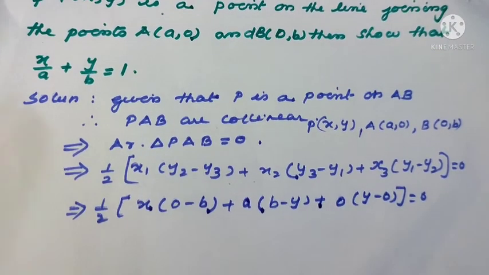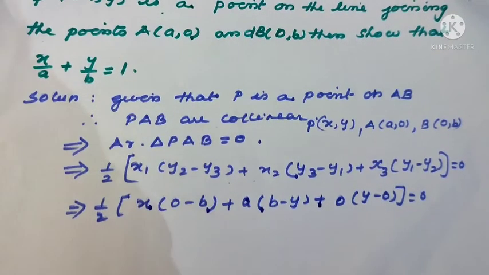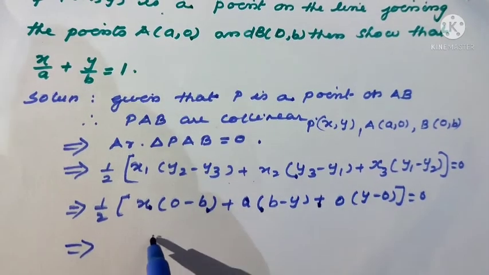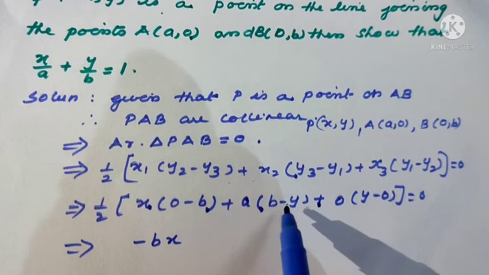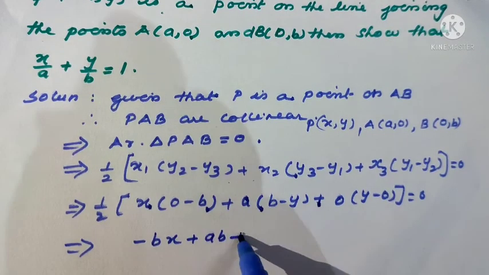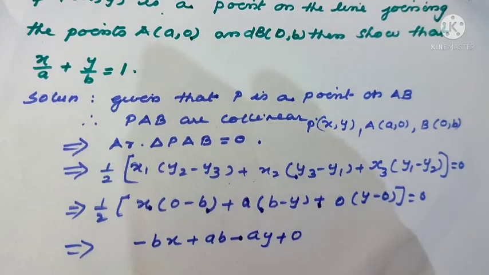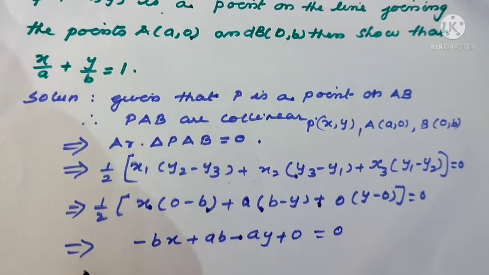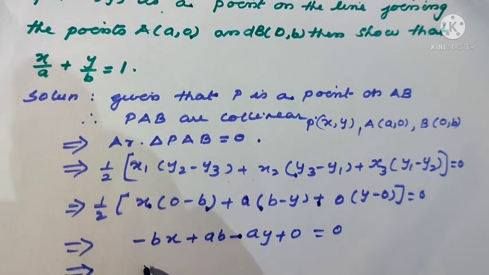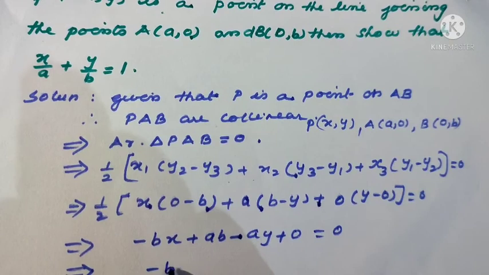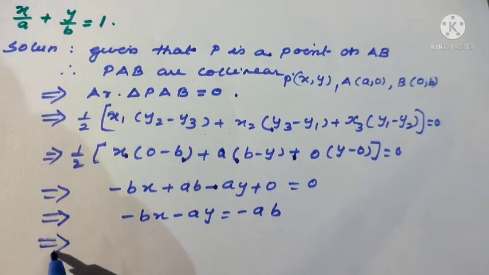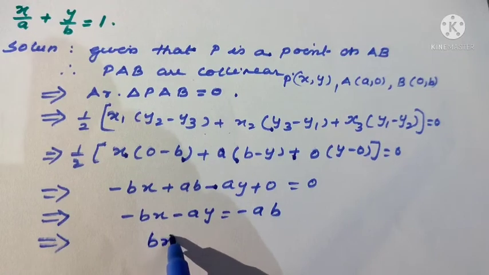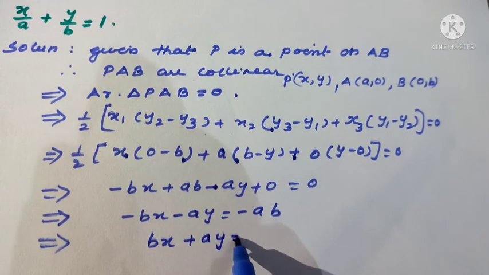So similar to the previous questions, half I have to take first there. So half into 0, again 0, x into minus b, that means minus bx, a into b, ab minus ay plus 0 into anything, it is 0 only. So what is the answer we are getting? Minus bx minus ay equal to minus ab. So what is the next step? All the terms are having minus, so I am cancelling with the minus 1 now. So bx plus ay equal to ab.